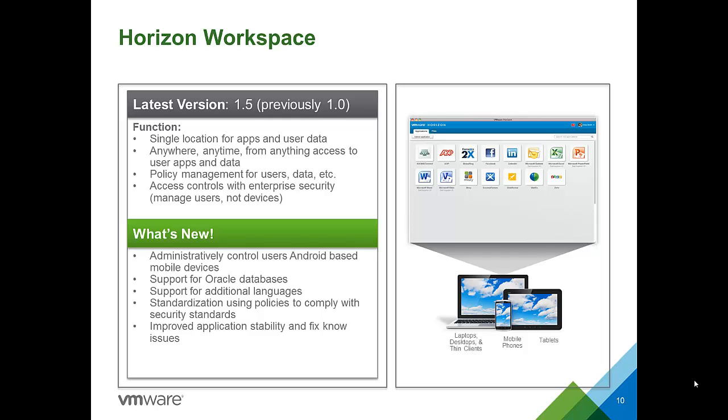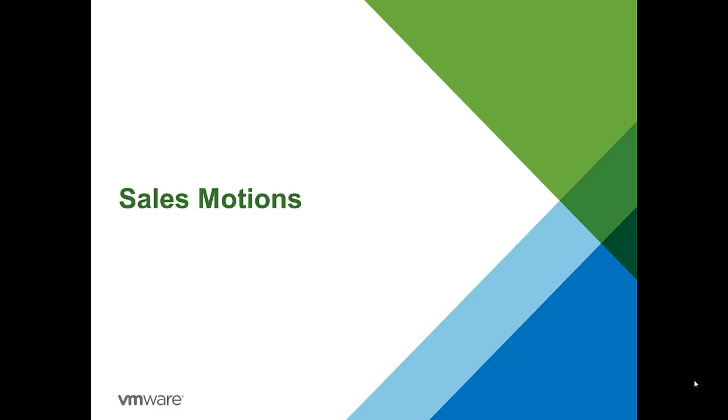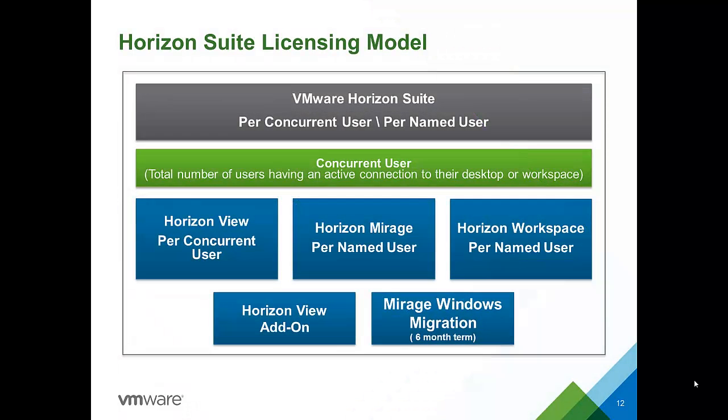Now let's move on to a subject that's near and dear to your sales professional hearts, sales motions. The Horizon Suite has two main licensing models. The first is the per concurrent user, which basically means the total number of users having an active connection to their desktops or workspace. Then you have the per named user, which is when an employee is assigned a specific virtual desktop to use and no one else is allowed to use it. There's a one-to-one relationship between the employee and that virtual desktop.